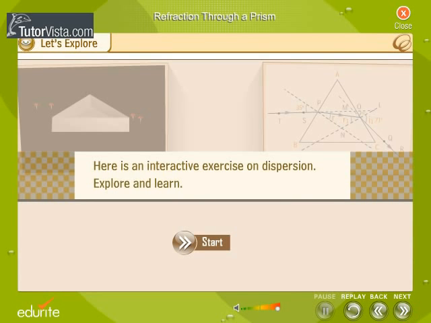Here is an interactive exercise on dispersion. Explore and learn.